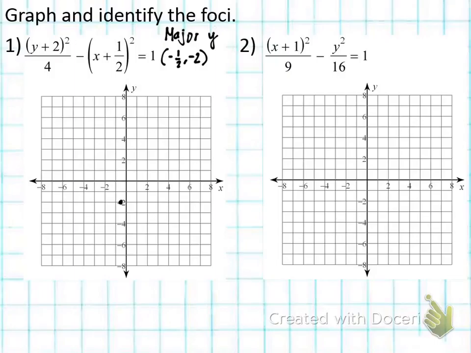We have to figure out what a is. A is going to be the square root of 4, which is 2. And then our b: there is no b here, but we can make anything a fraction by putting it over 1. So our b squared is 1, so b is equal to 1. Since it opens up and down, we put the a going up 2 and down 2. Plot our points, and we're making a box. We go left and right 1, and then we draw our asymptotes.